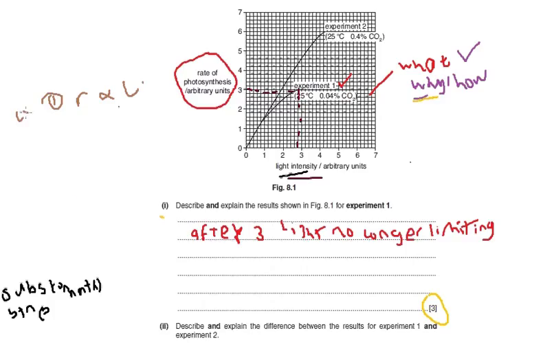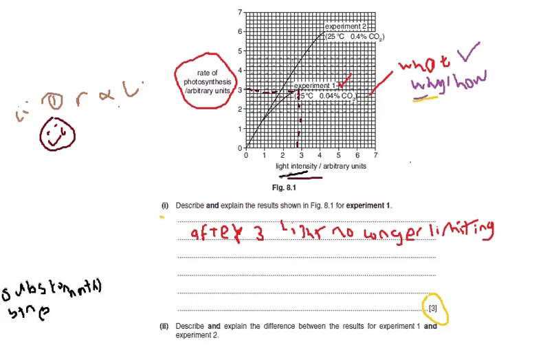Then you can go to the second point. Second point, you should write that it plateaus. You should write the difference of the plateau, or where it becomes constant. So it seems like when the carbon dioxide concentration is high in experiment 2, the plateau, or the point where the rate becomes constant, is higher than the point where the rate becomes constant in experiment 1. In experiment 2 it is higher than experiment 1.